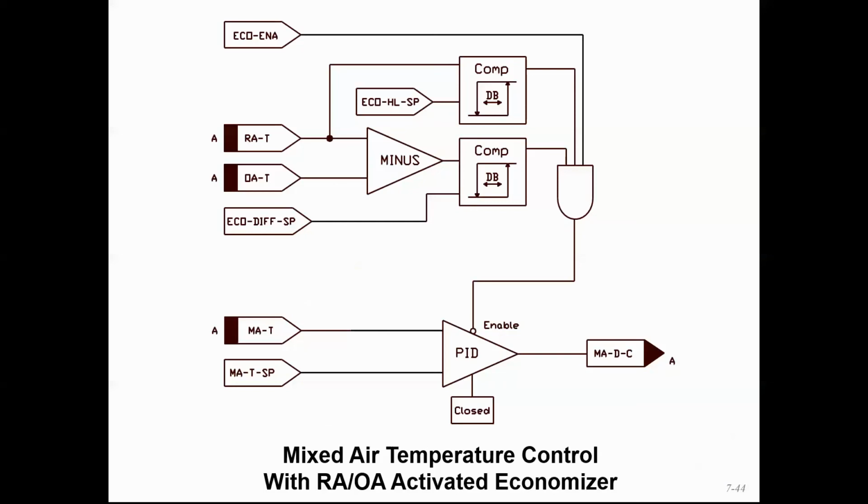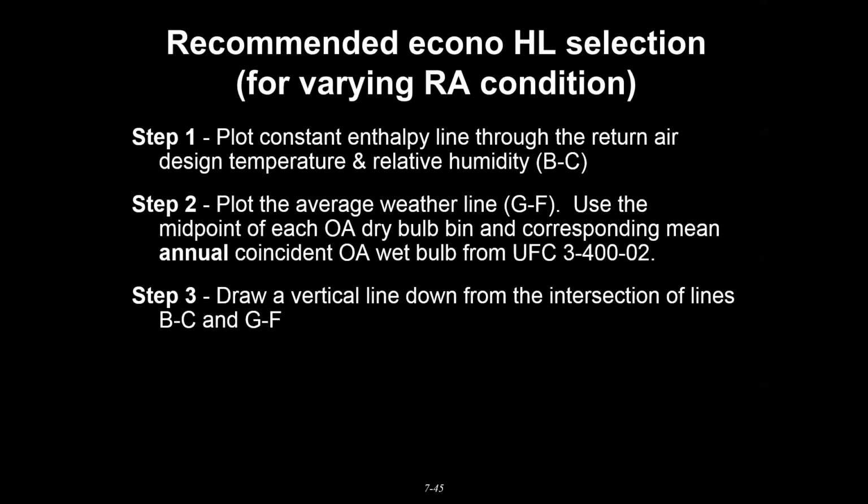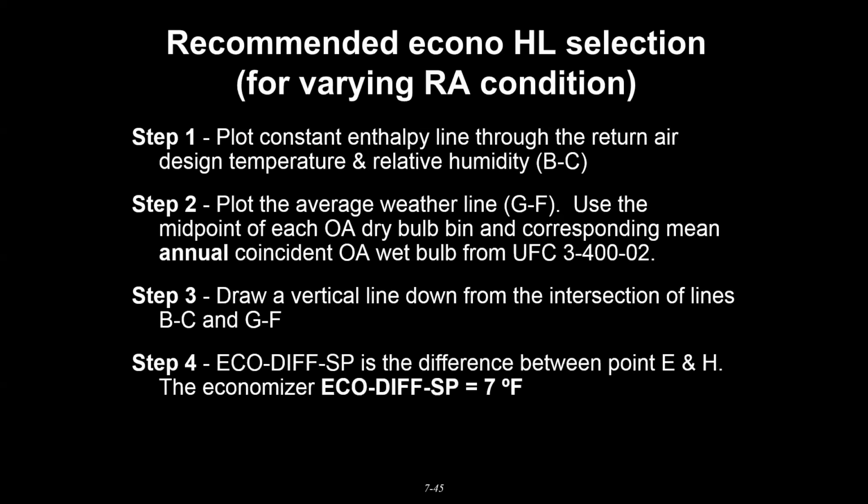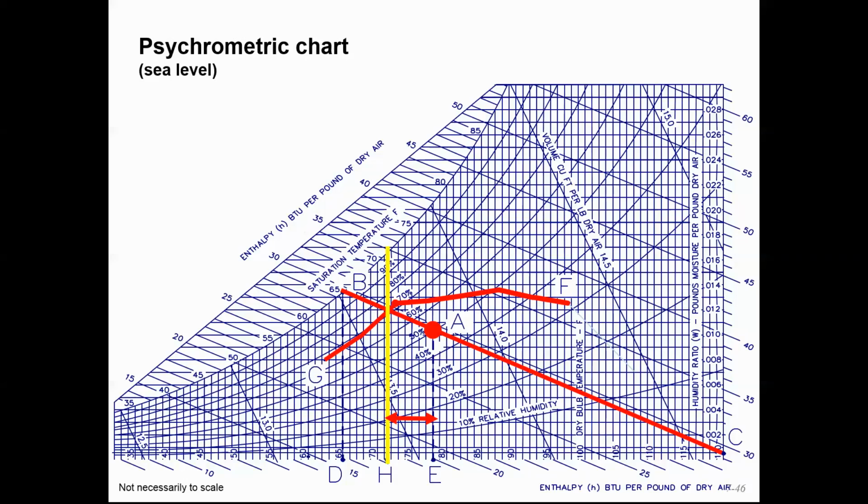There's a slightly modified version of this discussed in the UFC, and it brings in return air temperature. So we're going to take a look at what that is doing. We follow the same process using our weather bin data, but we have an additional step where we want to note the difference: how many degrees delta there is between our return air condition and where we ended up selecting our economizer high limit. In this case, we register that as 7 degrees Fahrenheit.